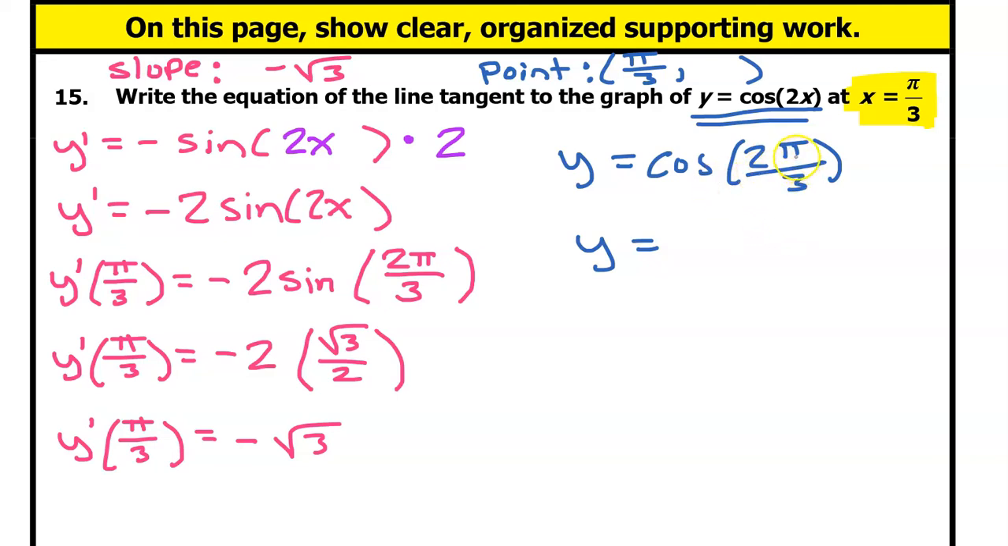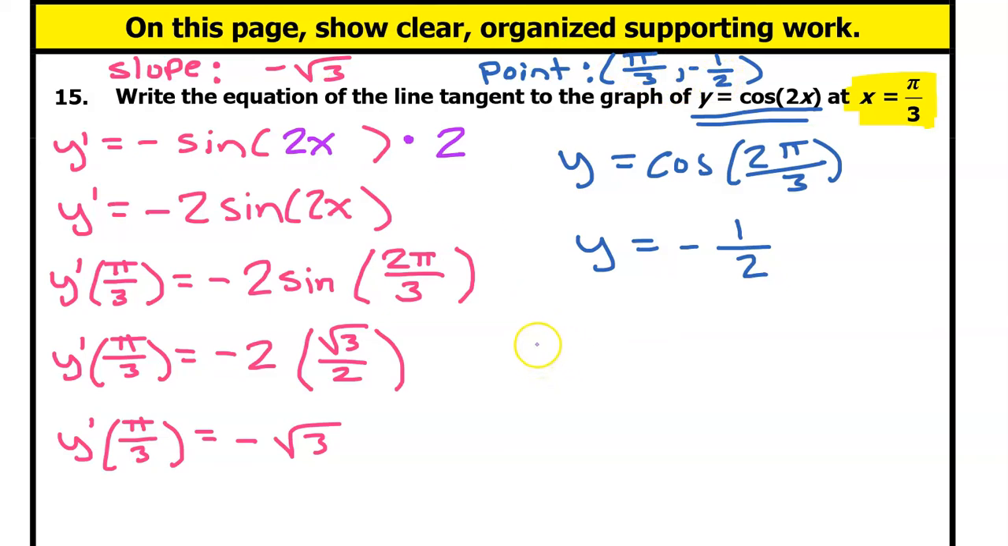We know that the cosine of pi over 3 is 1/2, something that we've memorized. So the cosine of 2 pi over 3 will either be 1/2 or negative 1/2, depending on the quadrant. But remember, this is in quadrant 2. Cosine is an x value. X values are negative in the second quadrant. So y equals negative 1/2. So now we have the point, pi over 3, comma, negative 1/2.